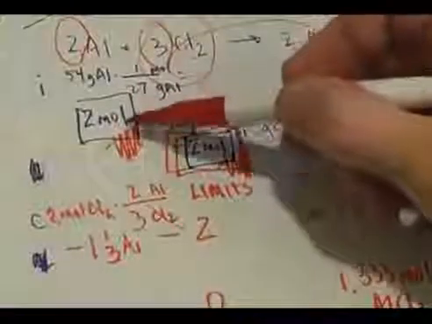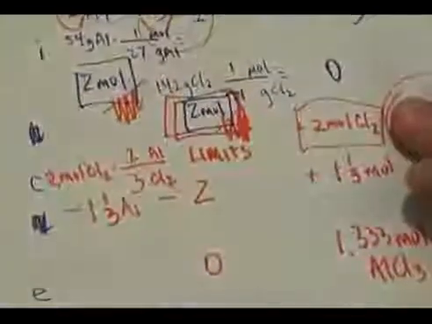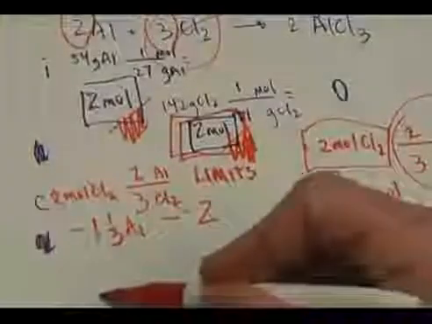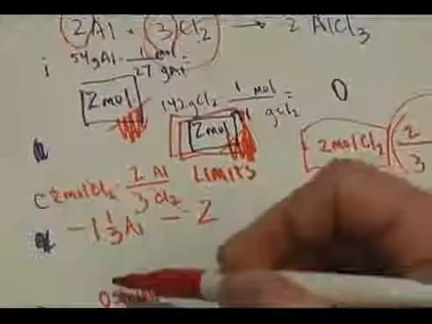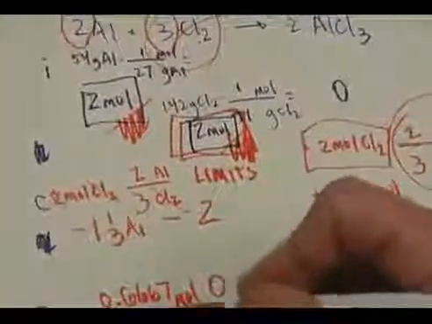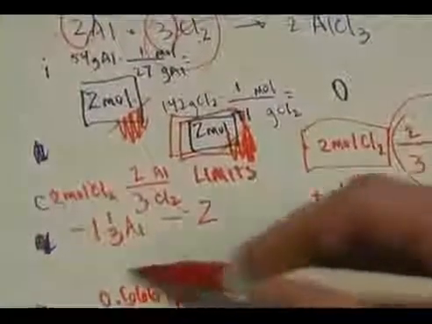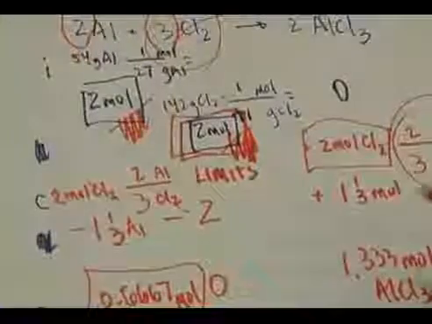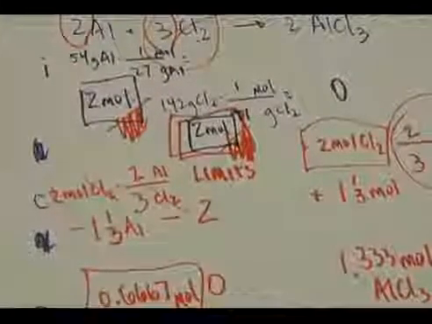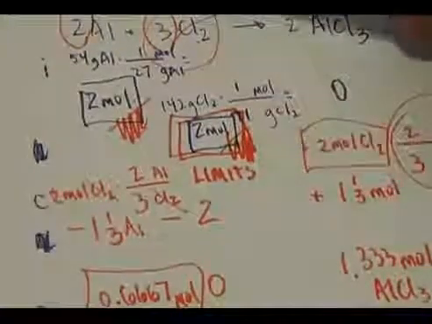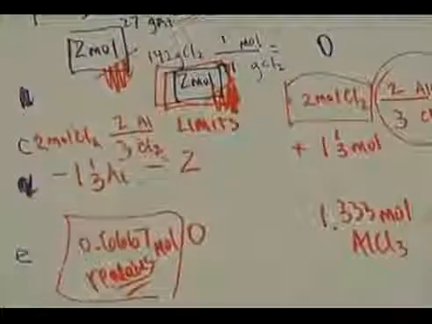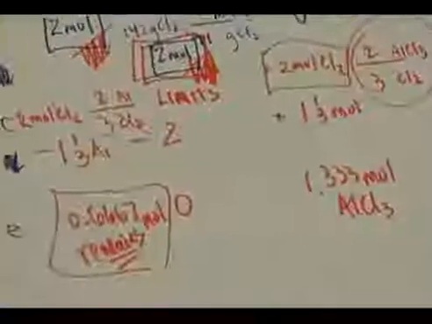Now doing my subtraction, 2 minus 1 1/3 ends up being approximately, let's see, in decimals, I think that'd be like 0.6667 or so moles that I'd have remaining of my aluminum in my excess reactant. So for A, B, and C, which is the limiter, chlorine ended up being the limiter. How many moles of AlCl3 formed? 1.33. And how much of the excess reactant remained? 0.66 moles. Let's look at one more sample problem using limiting reactants.